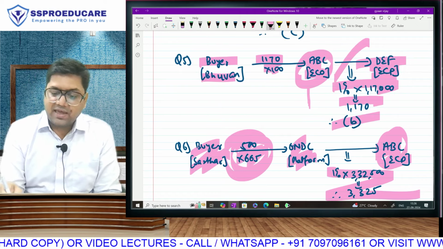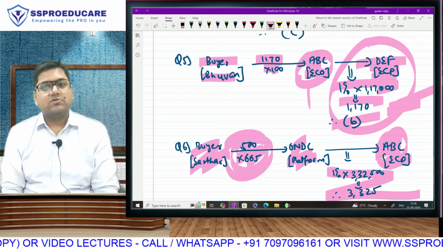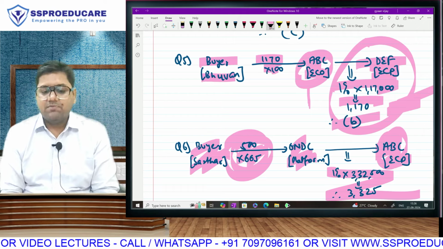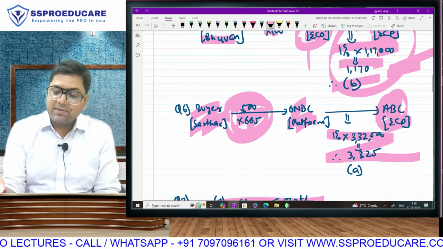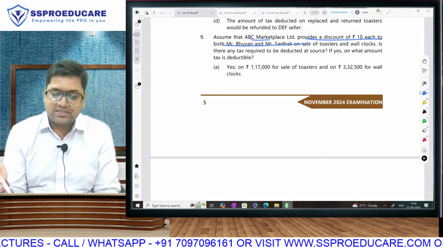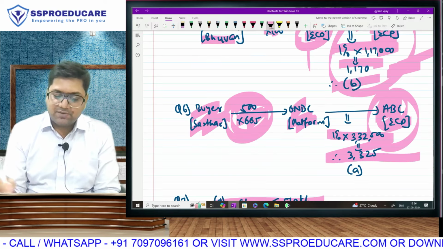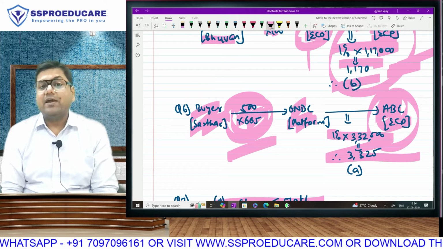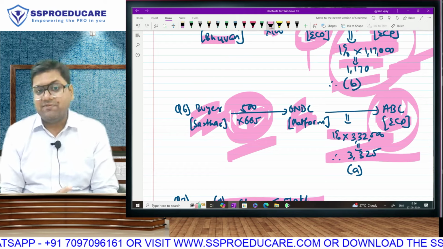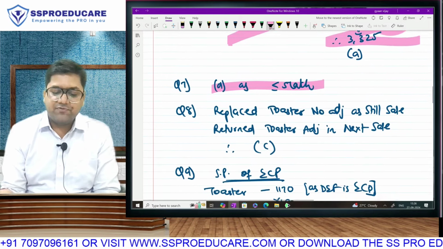So the seller is still charging the full amount. So this TDS is not going to change. This TDS is going to be same because seller is charging the full amount, the gross value. But here ABC itself is the seller, and ABC itself the seller is providing a discount of 10 rupees. So this selling price in this case from 665 will become 655. So Bhuvan ka transaction will still be 1170, but Sarthak ka transaction will become 655 rupees.